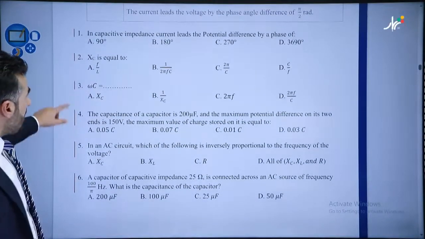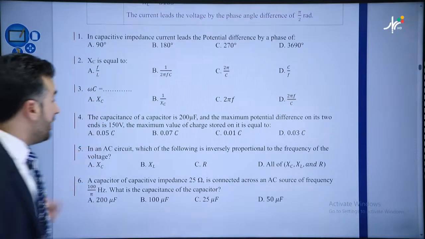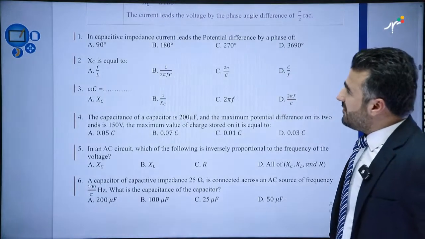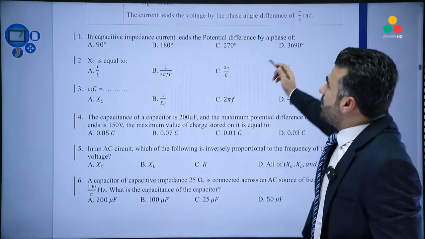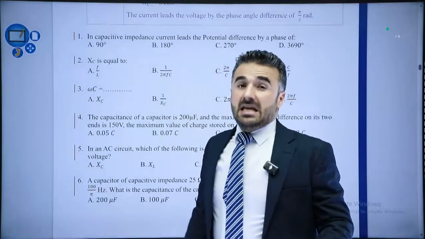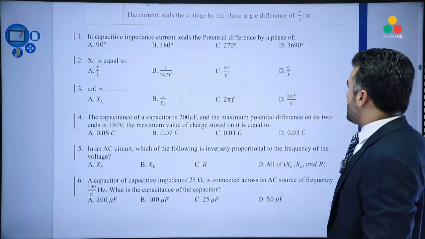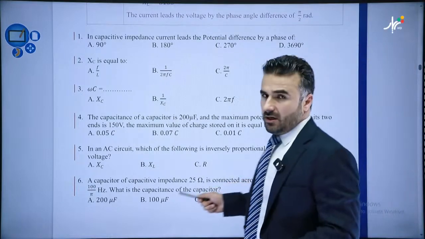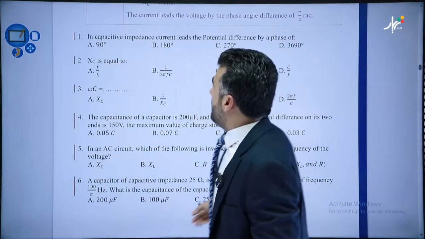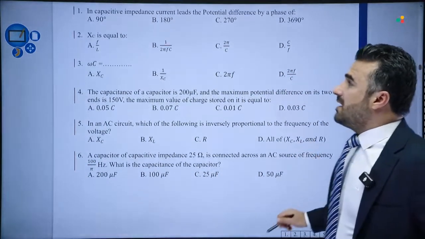Now, remember, these practice questions are very important, and I would really recommend you solve all of them. The first one says, in a capacitive circuit, current leads the potential difference by what? So the current leads the potential difference by 90 degrees. If pi over 2 were given, we could have chosen that too, yeah? But since only angles in degrees are given, the current leads the potential difference by just 90 degrees here.